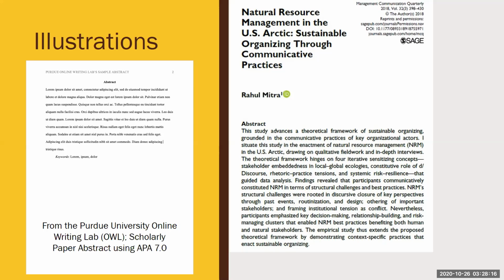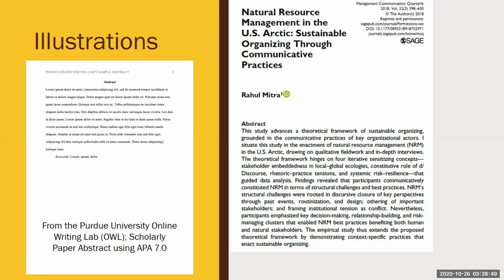I continue. Nevertheless, participants emphasized key decision-making, relationship building, and risk managing clusters that enabled NRM best practices benefiting both human and natural stakeholders. Again, basically continued and finished up discussing the major findings from my paper. The last sentence you'll see over here is basically a statement saying why this paper was important and what some of the major implications from this research might be.